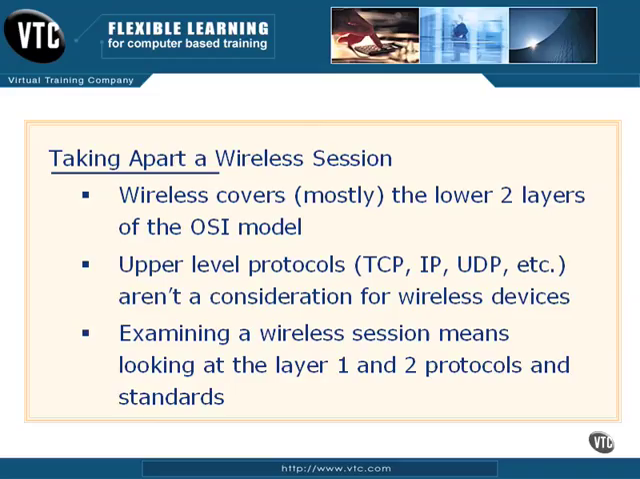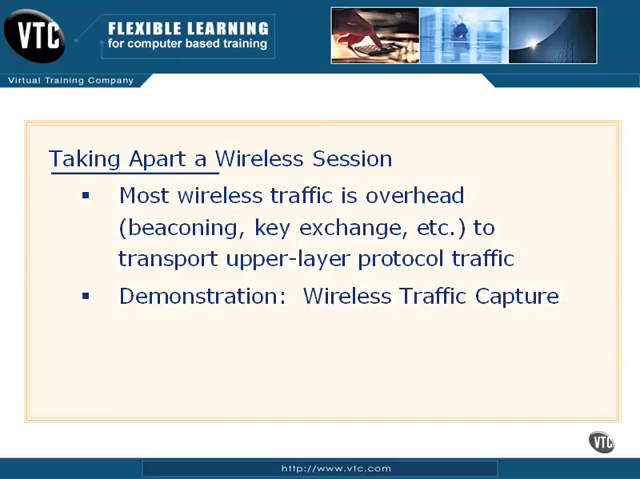And just like wired networks, wireless networks are concerned with getting frames transformed into ones and zeros and sent out. So that's why we're going to really look at the layer 1 and layer 2 protocols and standards. Now, most wireless traffic, as I mentioned before, is kind of overhead traffic, and we're talking things like beaconing traffic, key exchange, and so forth. All that overhead supports the transport of upper layer protocol traffic and converting it to a usable format to send as radio waves, just like a wired network would convert it to ones and zeros and send it over the wire. So that's really what we're looking at with a wireless session.